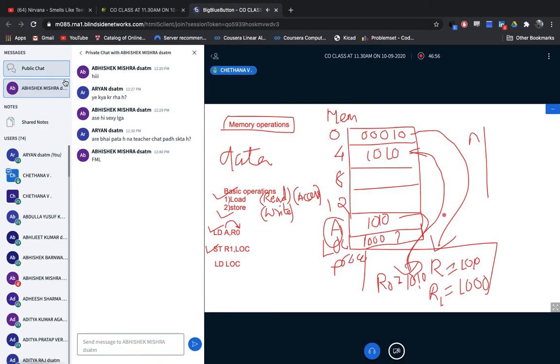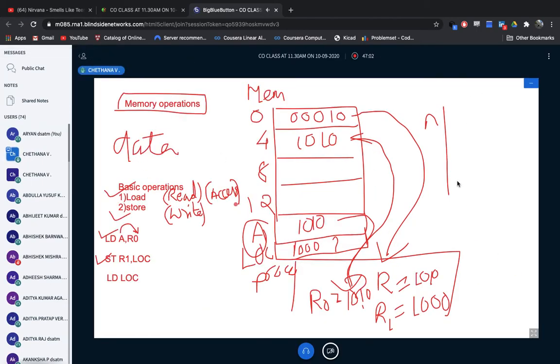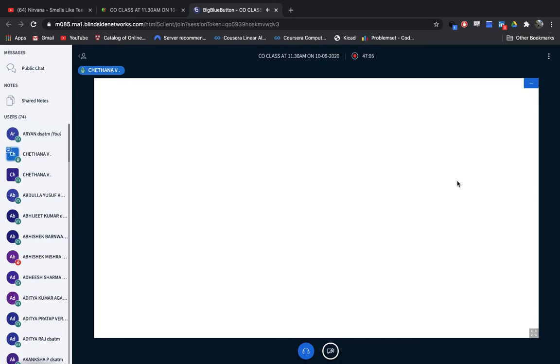See here, I'm just going to go to the next slide. As you know already, we'll be having n number of general purpose registers. I hope you are clear. This is my memory. This is one processor. Inside this processor, I'll be having n number of general purpose registers: R0, R1, R2, and it goes on till Rn.